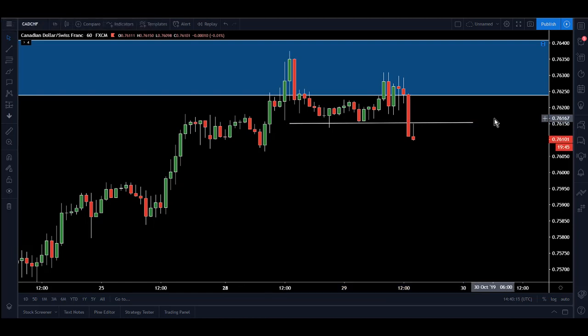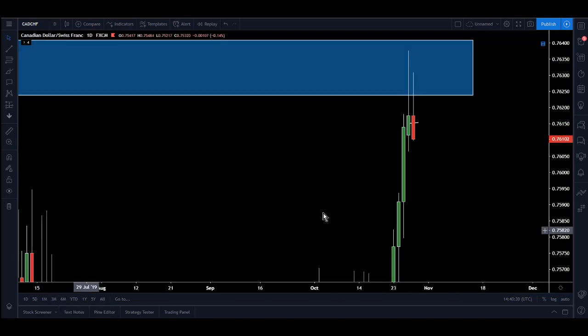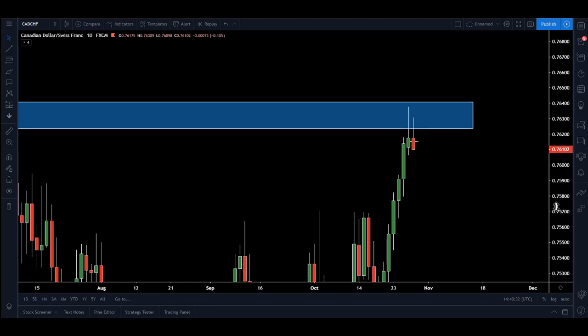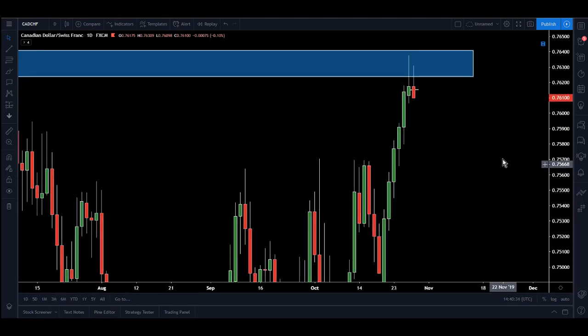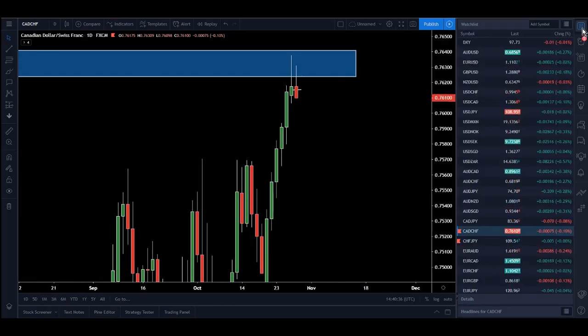We are expecting a little bit of CAD weakness, and like I said before about dollar Swiss, we're expecting Swiss strength to come into the market. So it makes sense to be looking for a sell on CAD Swiss, and it is in a very good area to do that. Okay, so sells on CAD Swiss.